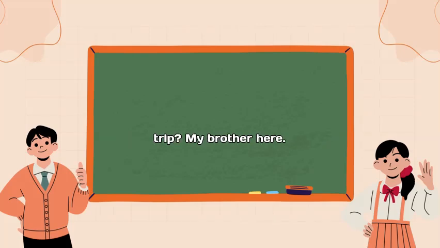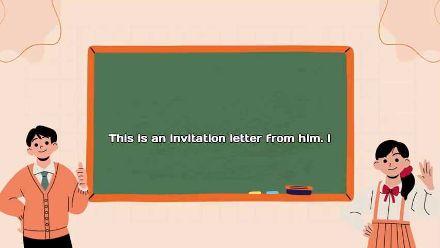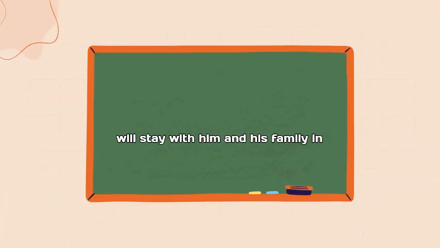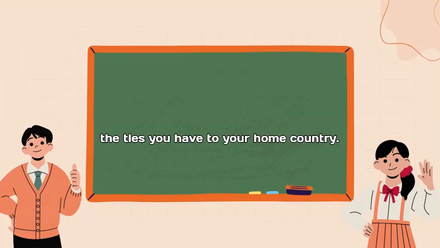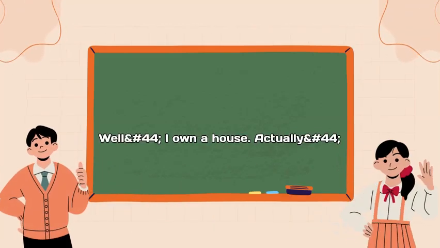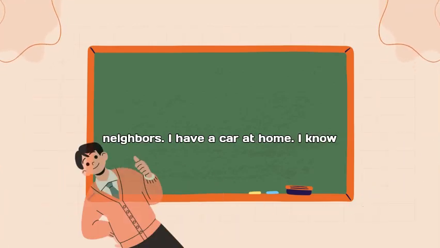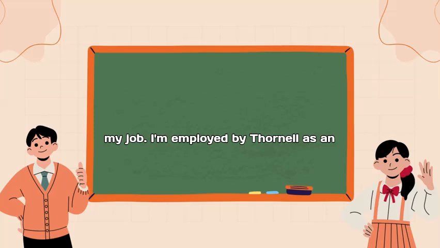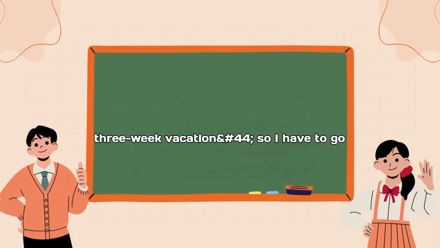And who's sponsoring your trip? My brother. Here. This is an invitation letter from him. I will stay with him and his family in their home. All right. Tell me about the ties you have to your home country. Well, I own a house. Actually, I'm leaving my dog there with my neighbors. I have a car at home. And my job? I'm employed by Tornell as an engineer. Actually, I only have 3 weeks vacation, so I have to go back to work at the end of March.